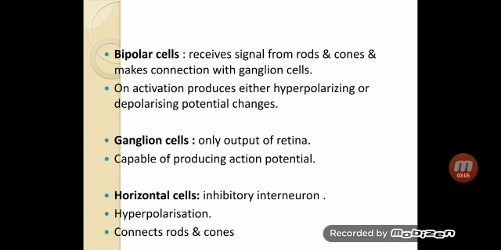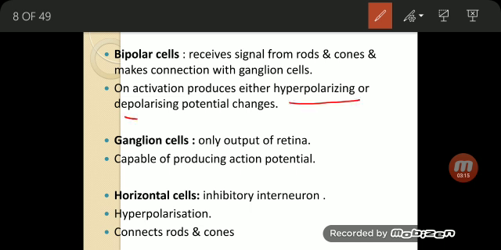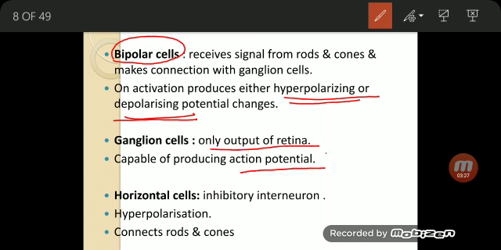Next we'll see about the bipolar cells. The bipolar cells receive signals from rods and cones and make connection with the ganglion cell. On activation they produce hyperpolarizing and depolarizing potential. Remember, the bipolar cells are responsible for hyperpolarization and depolarization potential changes. The ganglion cell is the only output of retina. It is capable of producing action potential.